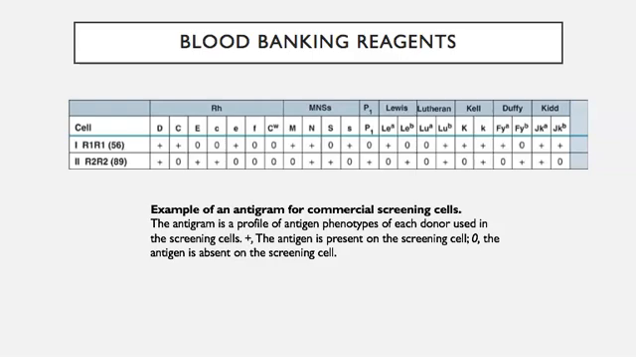So screening cells that are licensed by the FDA require antigenic profiles capable of detecting the most clinically significant red cell antibodies. We've talked about the Rh blood group system. We're going to talk about MNS and all these others in the next unit. But you can see, this one donor provided this screen cell sample, and this was this donor's phenotype. So you can see all of the antigens that the donor was positive and negative for.